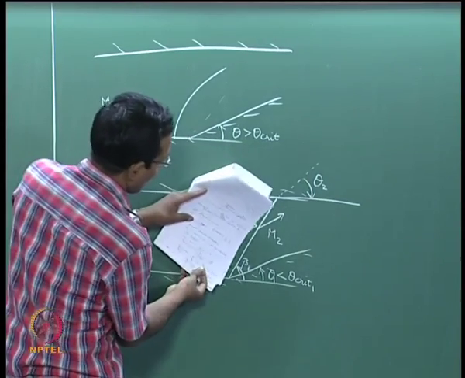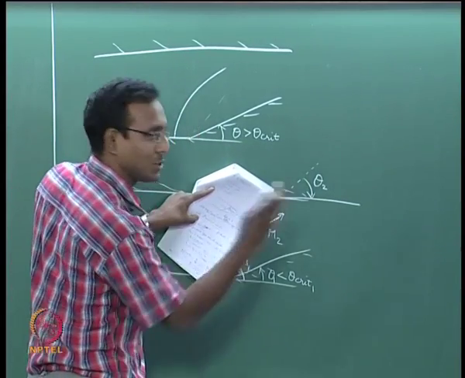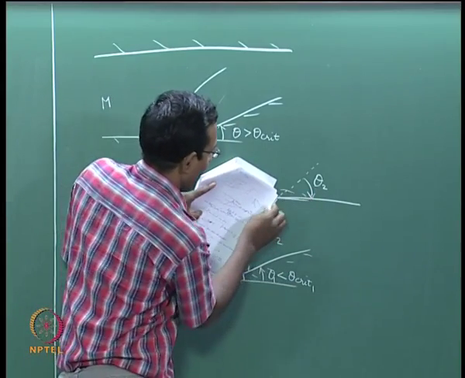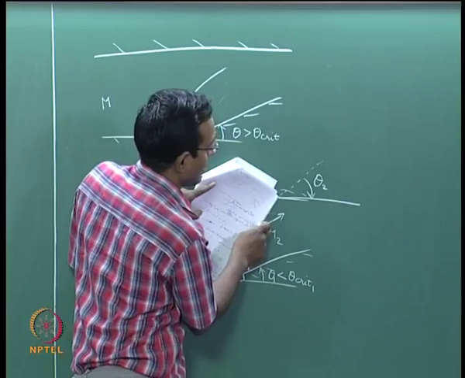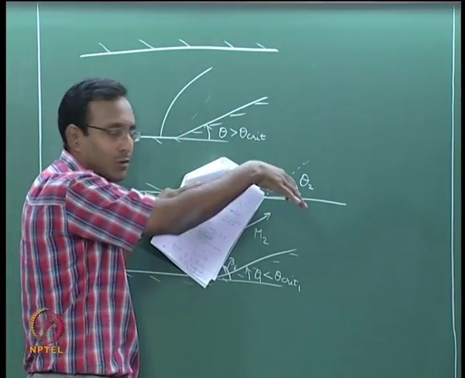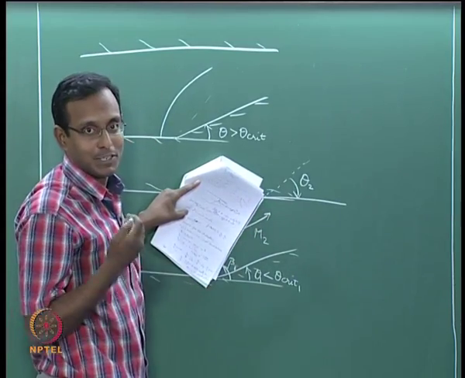Now I block this portion and I look at only the post shock flow. What do I see? I am seeing flow going this way, I will draw a dotted line parallel to this, and from there it is deflected by theta 2, which means the wall is coming into the flow, which says that there will be a shock.